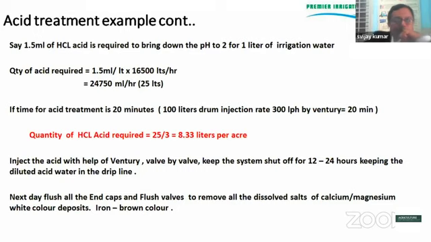Suppose you did the acid treatment today in the morning at a particular time, the same time tomorrow morning you can go and flush out all the end caps and the flush valves, and whatever calcium, magnesium, salts are there, everything will come out. The color of the salt will give you an idea what the challenge could be. If it is iron, it could be brown in color. Usually if it is white, it is calcium and magnesium.